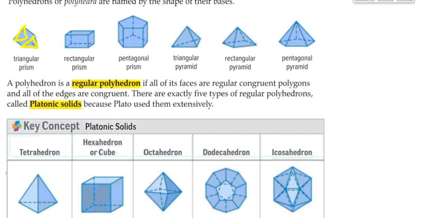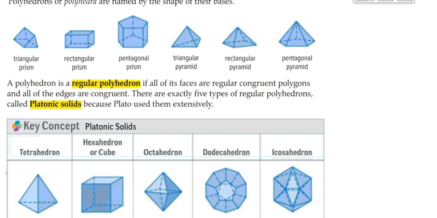So here are the names. You should be familiar with those. If you looked at them yesterday, it should have reminded you. A triangular prism, a rectangular prism, that is where the base does not have to be square necessarily. Pentagonal prism, a triangular pyramid has a triangle on the bottom and then goes to a point. Rectangular pyramid could also be a square pyramid if we know it's a square. Pentagonal pyramid, pentagon on the bottom.